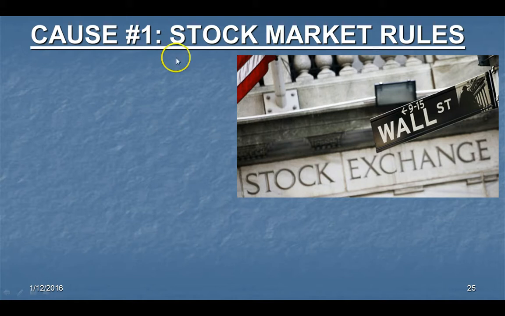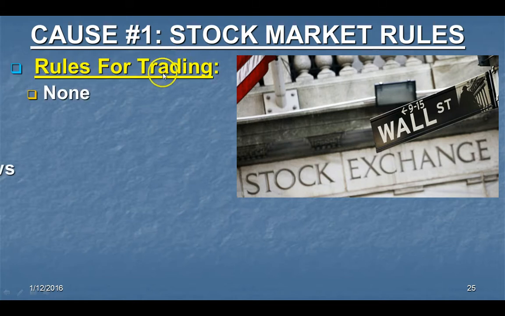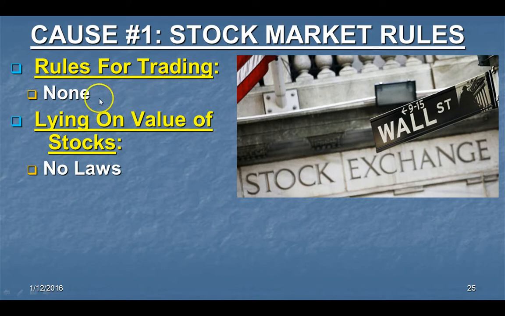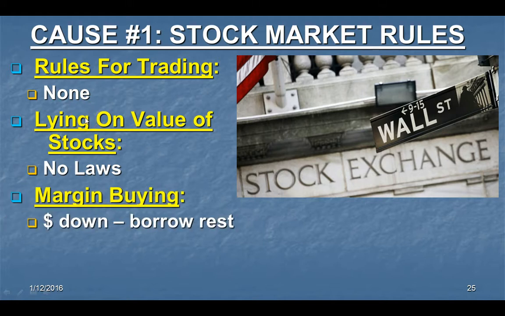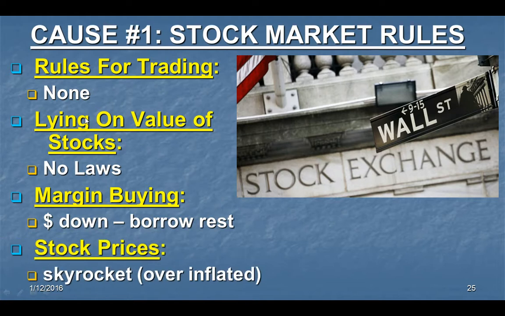Causes of the Great Depression. Number one, stock market rules: there were none. Zero. Lying about the value of stocks was common, it was rampant. Companies would say in their accounting books that they're making this amount of money and they're buying and selling this amount of goods, and they would inflate the price of their stock and basically lie to their investors. And we have this trend of people buying these stocks on margin, a little bit down, borrowing the rest, of course putting up collateral, their possessions, their homes, in case they don't get their money back. And this causes stock market prices to be overinflated and to skyrocket.